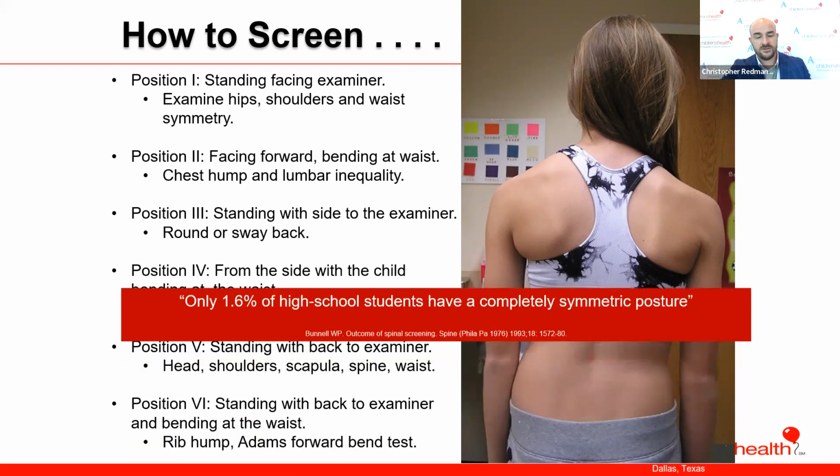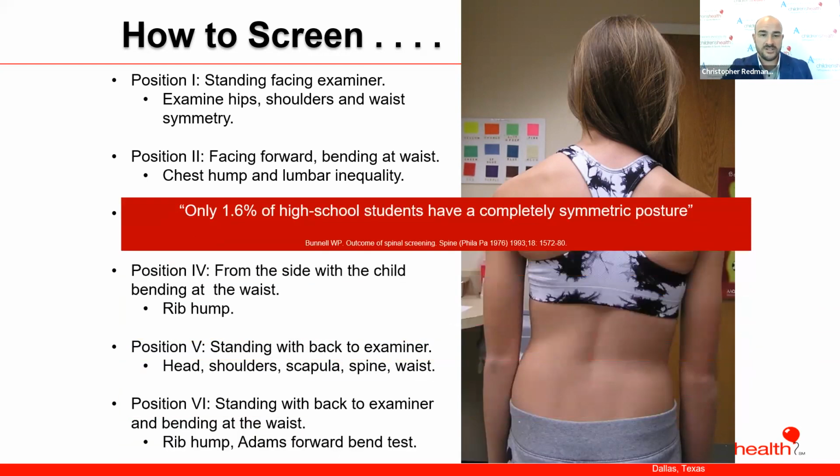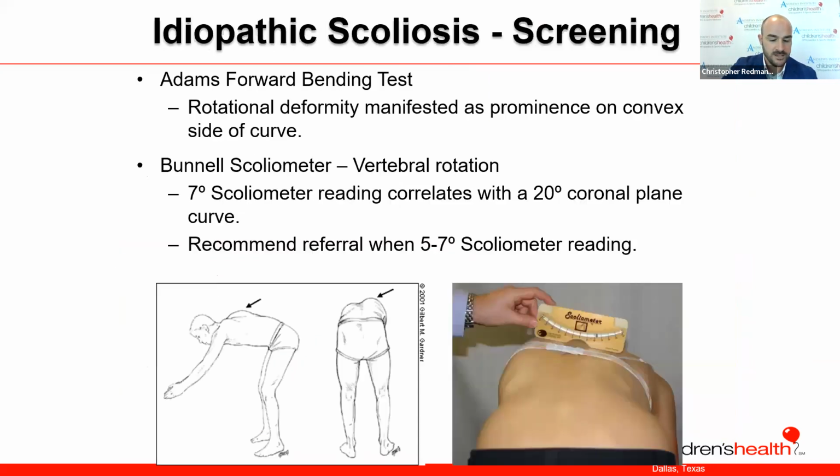It is important to notice, though, that only about 1.6% of all high school students have completely symmetric posture. Meaning that most people are going to have either one leg longer than the other, one shoulder a little bit off or unbalanced, and possibly a small curvature. So it is common to see slight differences, and we're trying to identify the patients that are at risk of true development of scoliosis or a progressive curvature.